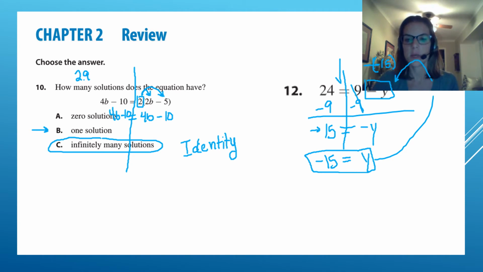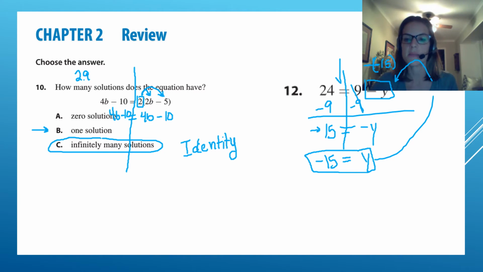And I am left with negative y. Now here's the trick. If you look at this, this is understood to be negative 1y. You could divide by negative 1 to get y all by itself. But you can also look at this as, what is the opposite of negative y? Well, the opposite of negative y is y. And what is the opposite of 15? It is negative 15. So my answer is just the opposite of what negative y would be.